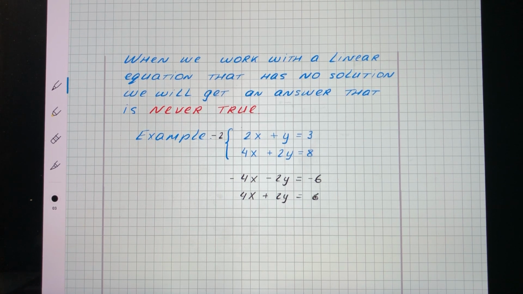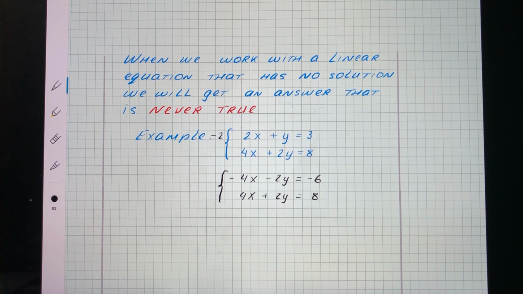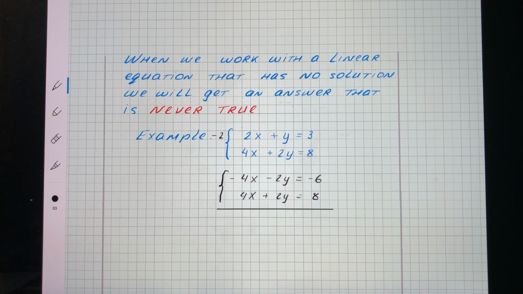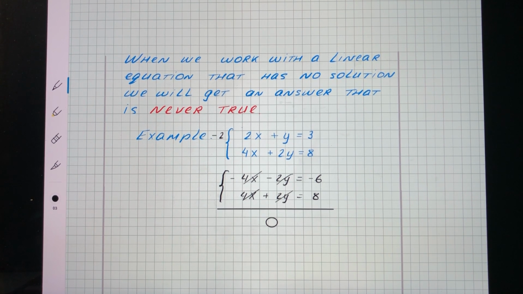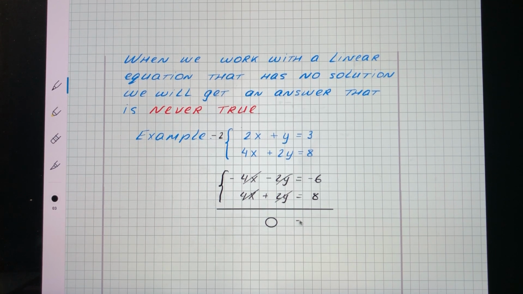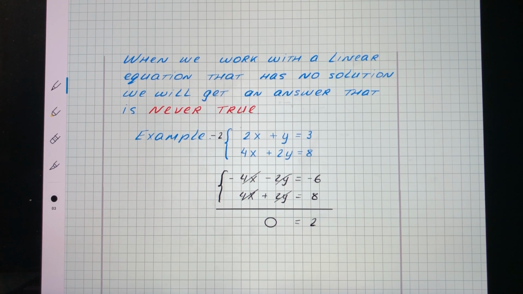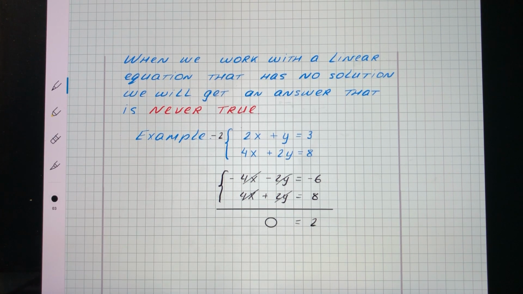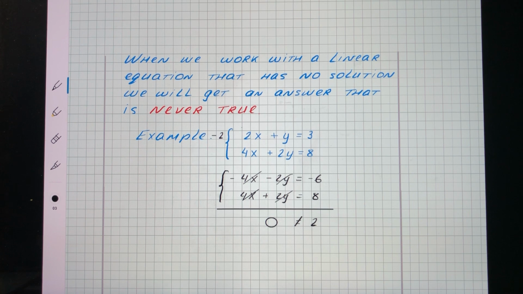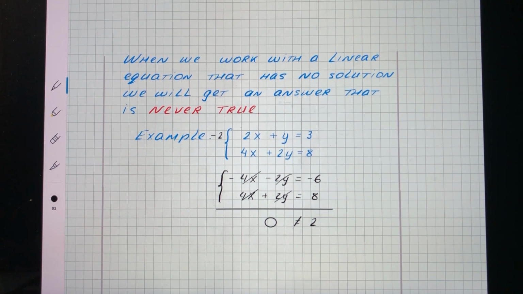Now we are ready to do the elimination method. When we add the two equations, we notice that the x's cancel off. We also notice that the 2y minus 2y also cancels off, meaning there is nothing left on the left side. On the right side, -6 plus 8 makes 2. Well, 0 is not 2. 0 is never true. So this statement is never true because 0 is never equal to 2. So never true, which means that our system has no solution.